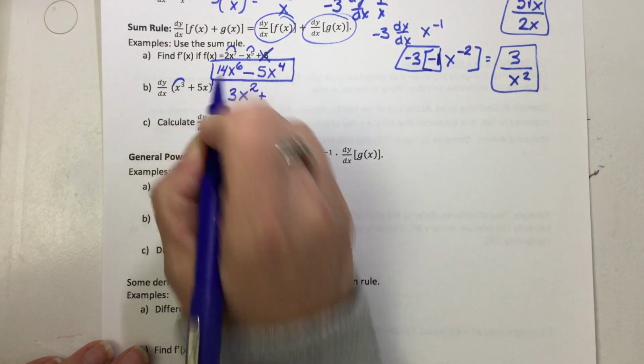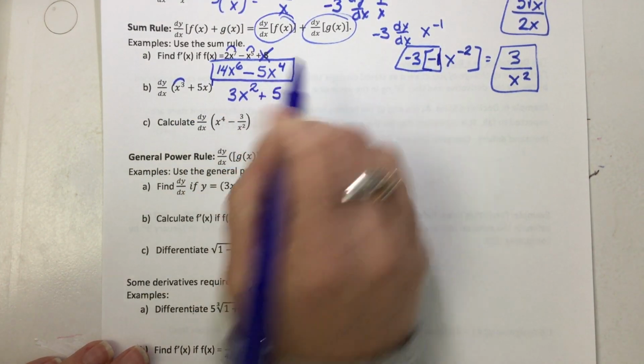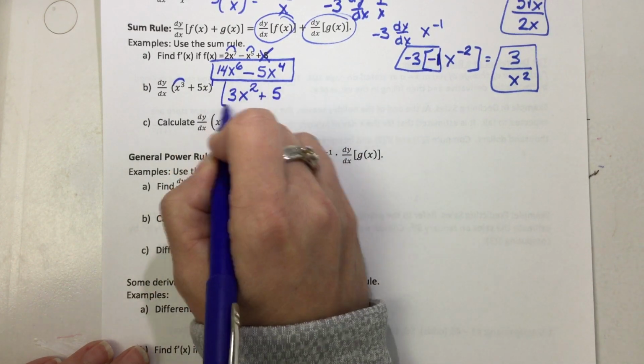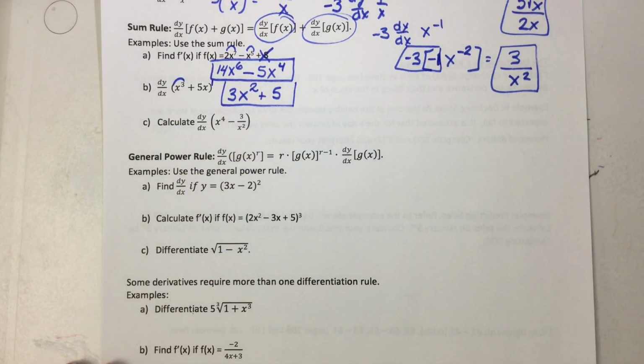Plus, this is an unwritten 1. 1 times 5 is 5. There was 1x, so when I reduce it, it's gone. So 3x squared plus 5.